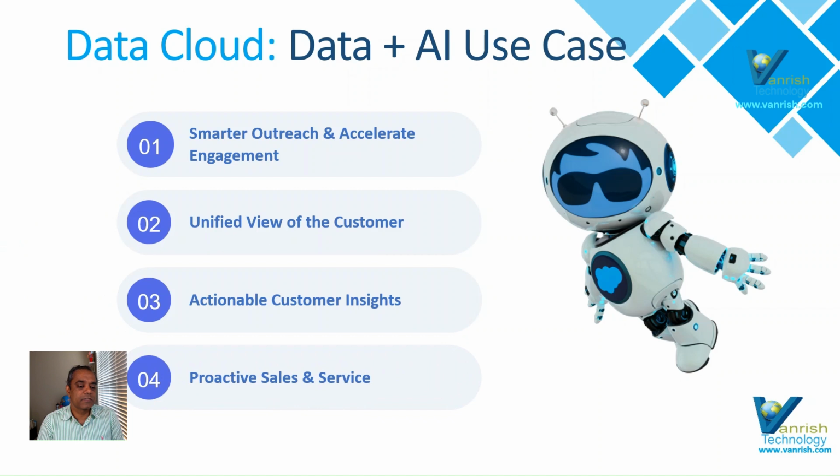And the fourth one is proactive sales and service. What it means is that if the data is there and you have all the insight, you know where your product needs to be focused, where you need to handle your service team, and where you are lagging in your product. Those are the pieces of information you can easily extract as soon as this data is available in one place. So these are some of the use cases I listed here.